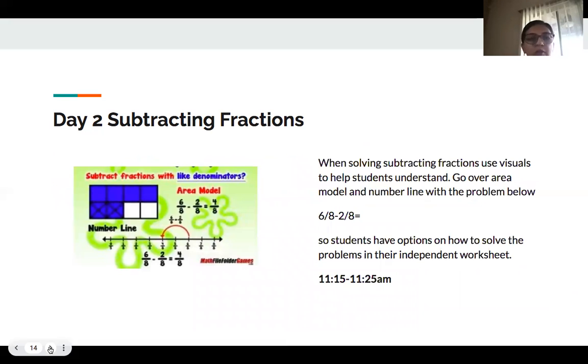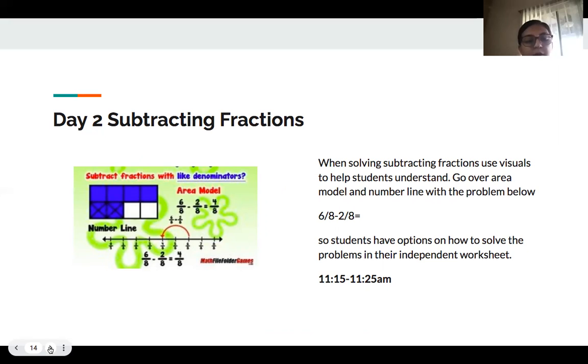As we go on during the day, explaining subtracting fractions, when solving subtraction fractions, use visuals to help students understand. So one visual can be an area model. For this area model, we have 6/8 minus 2/8 equals 4/8. On the area model, we have the 8 squares. Then 6 would be shaded in and 2 would be X'd out because we're taking away. So then we have left the four that are just blue.